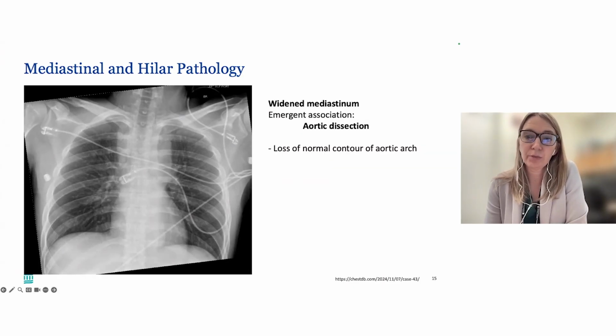This is something you don't want to miss and is a classic buzzword. Widened mediastinum, shown here, is concerning for aortic pathology, specifically aortic dissection, in the appropriate clinical context. The question stem should say something about sudden, severe, acute onset chest pain radiating to the back. Note the loss of the normal contour of the aortic knob on this chest x-ray.